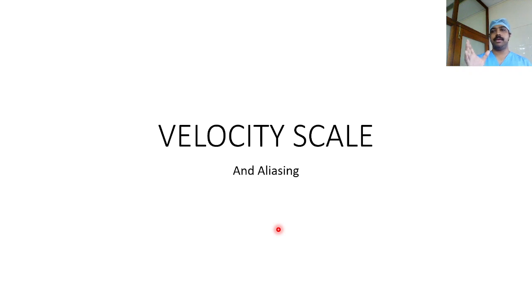Images at peak velocity will not be sharp images. You have to avoid aliasing. That means you have to adjust the frequency to get the optimum pictures. So once we get aliasing, there are two methods by which we can eliminate it: adjusting the velocity scale, or adjusting the baseline.